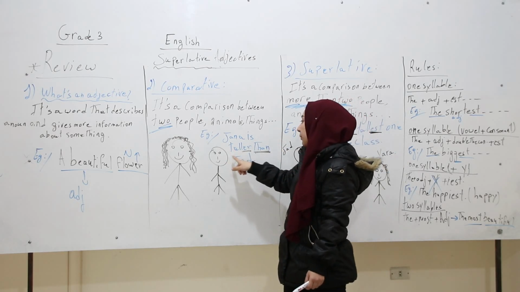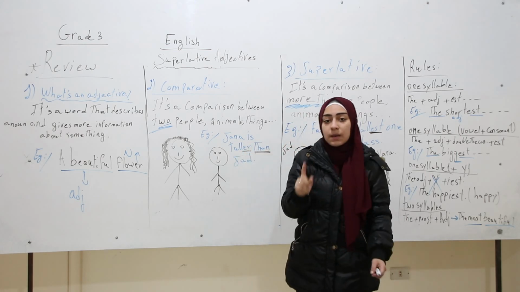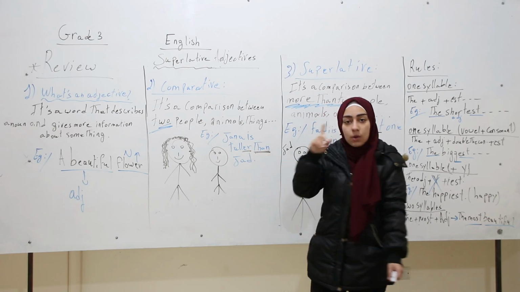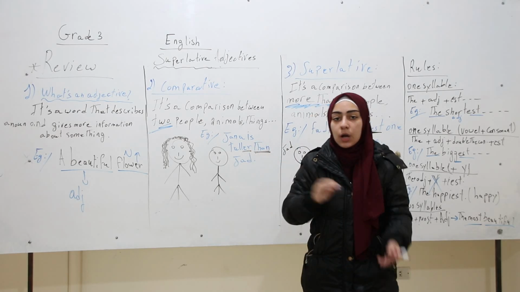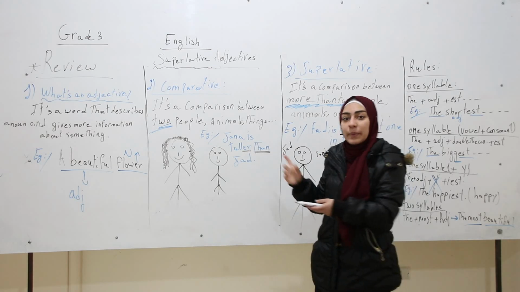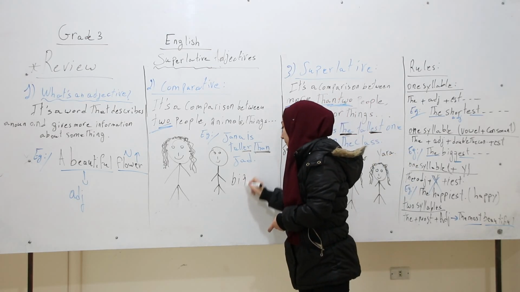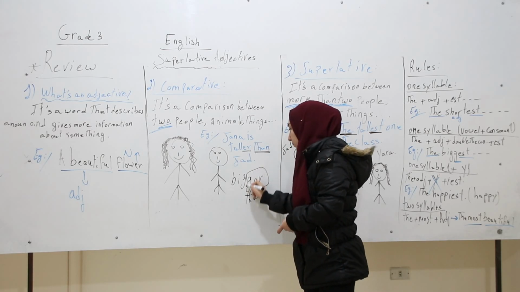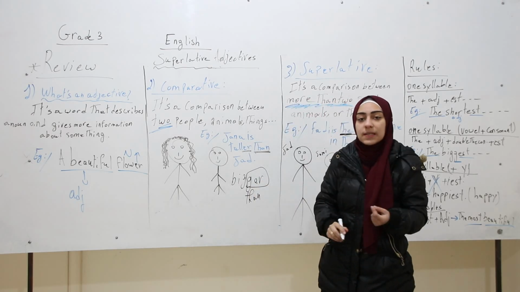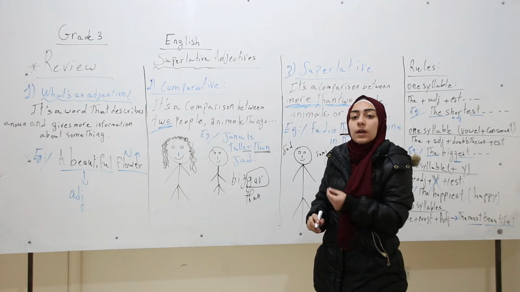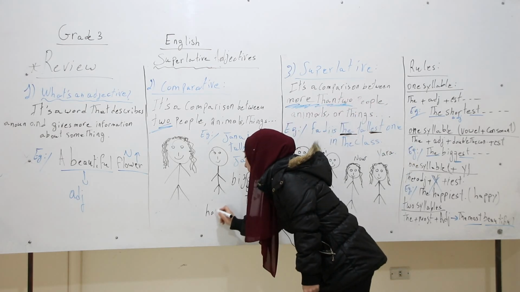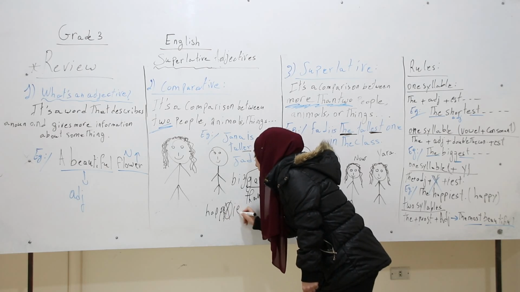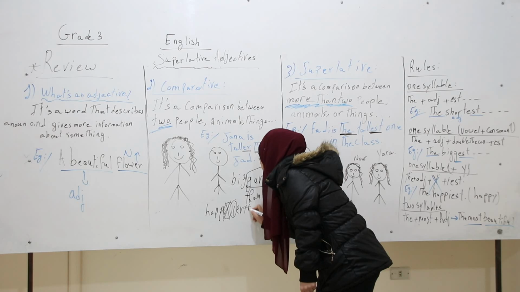ونمشي على الرولز مشينا عليهم قبل, or the formula, or the form, as you like to say. For example, if you have one syllable, عنا لفظة قصيرة, we add er plus than. One syllable plus vowel plus consonant, we double the consonant, for example big, so big we double the consonant. And if you have one syllable that ends with Y, for example happy, we drop the Y and we put I, E, R, and then.